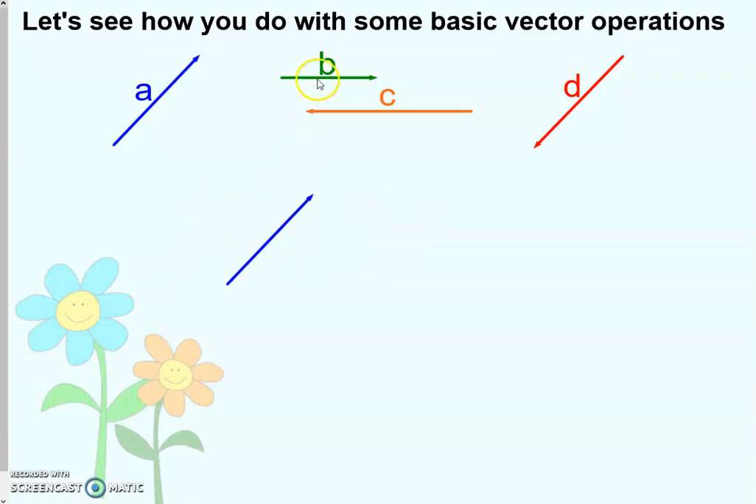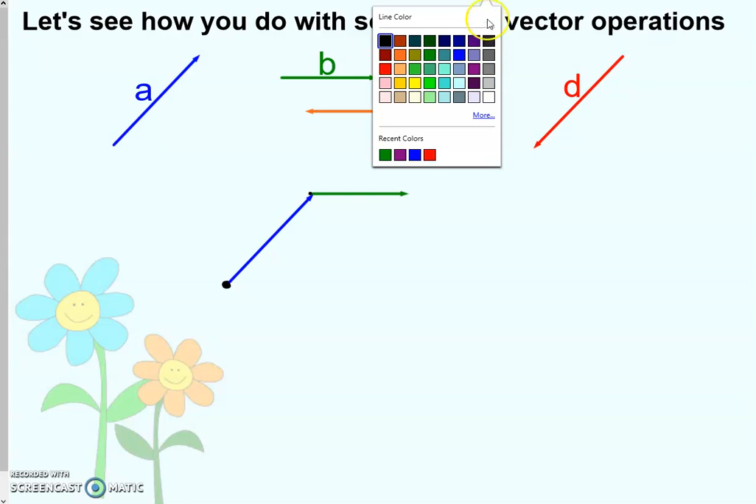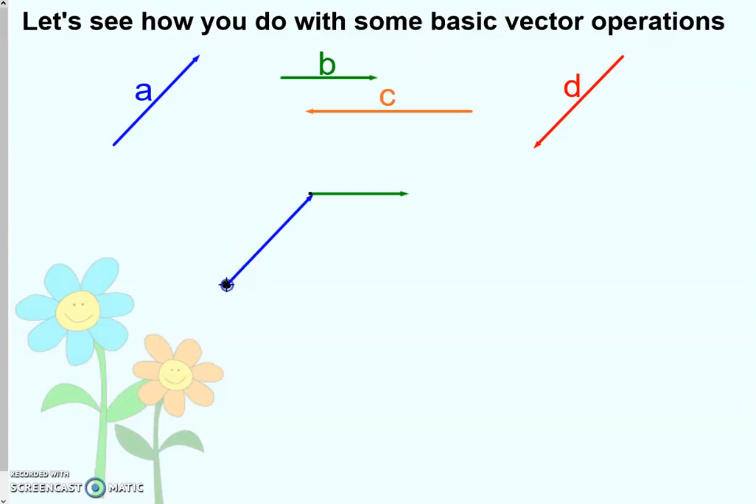And if I want to add it to vector B, I do that tip to tail method that we talked about. Notice that vector A starts here, takes me along this path and ends here. And that's where vector B started, and it took me along this path and ends here. So the resultant vector, my final vector, I'll do in purple here, starts where A started and ends where B ended.